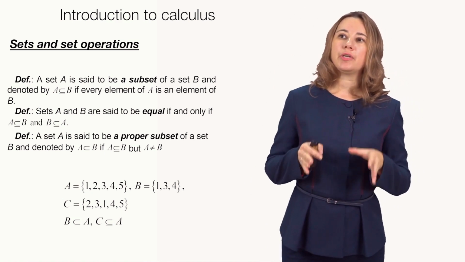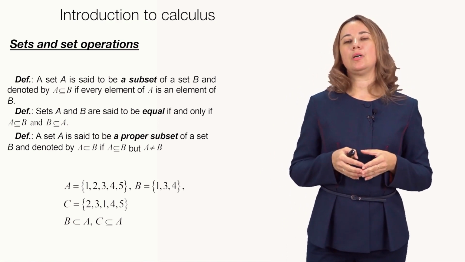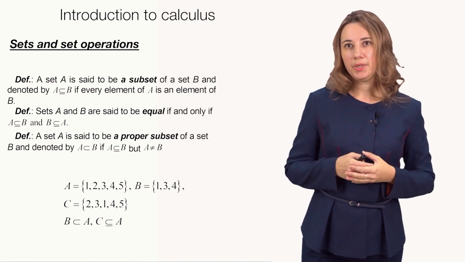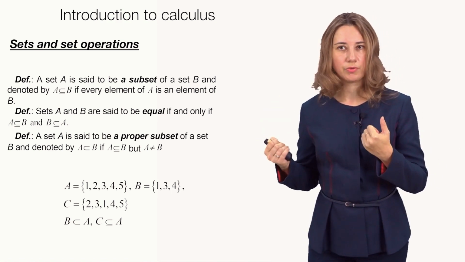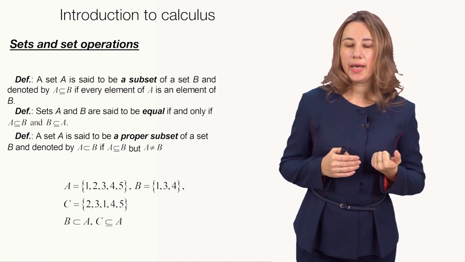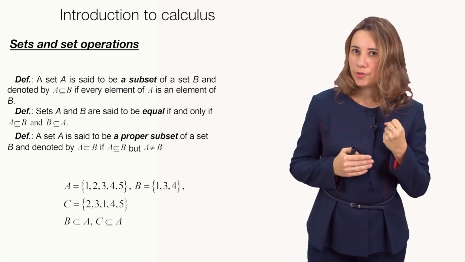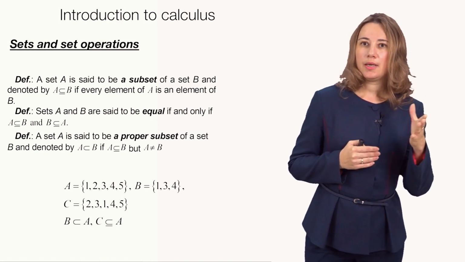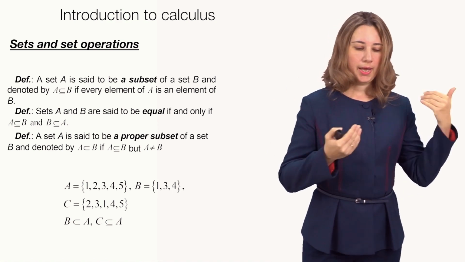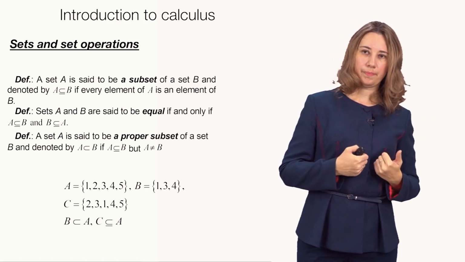Now, we can give this strict mathematical definition of a subset. Well, a set A is said to be a subset of a set capital B, and noted as you see on the screen, if every element of the set A is an element of the set B. One more definition. The sets A and B are said to be equal if and only if A is a subset of B and B is a subset of A at the same time.